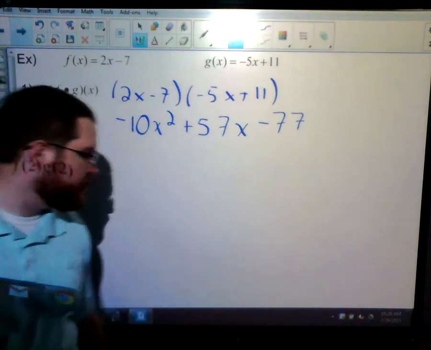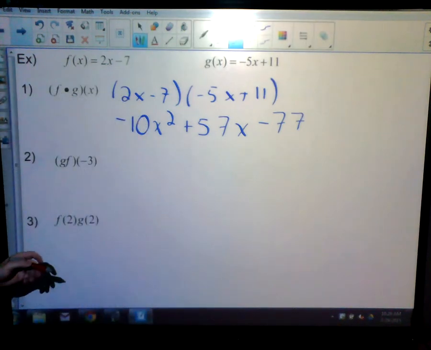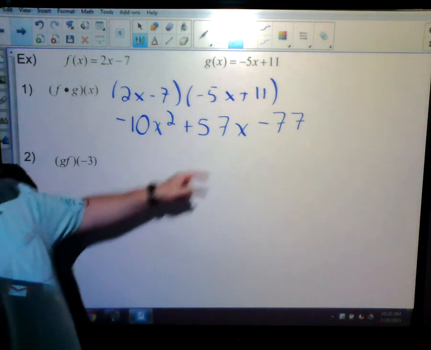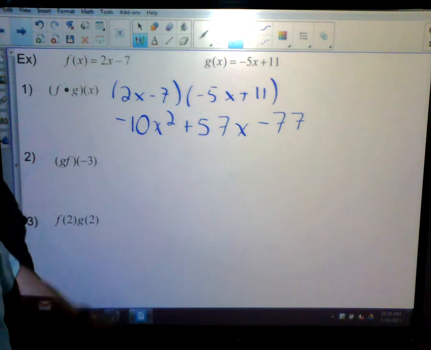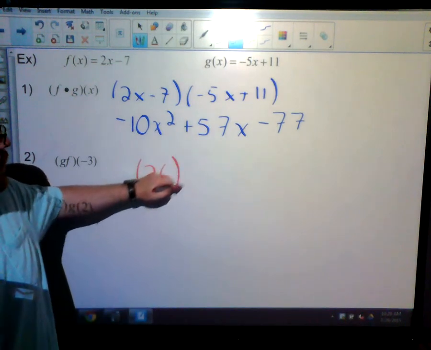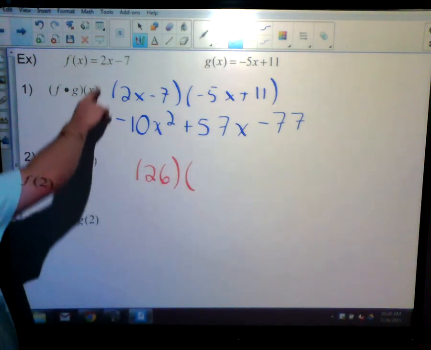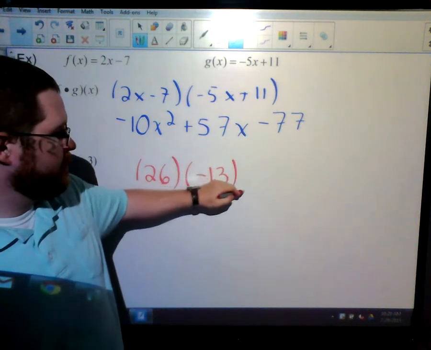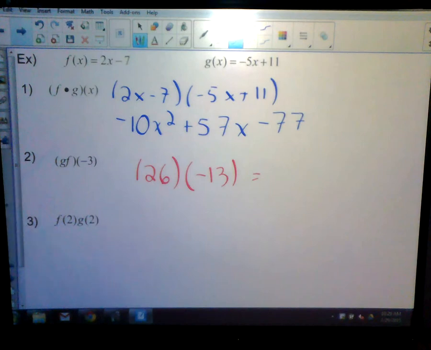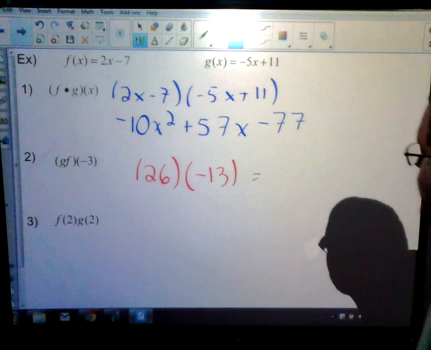G times f of negative 3. Well, let's figure out what g of negative 3 is. If you plug in negative 3 here, you get 15 plus 11, which is 26. If you plug in negative 3 here, you get negative 6 minus 7, you get negative 13. Ooh, 26 times negative 13. Well, thankfully I have a calculator because I can't do that in my head. That's negative 338.